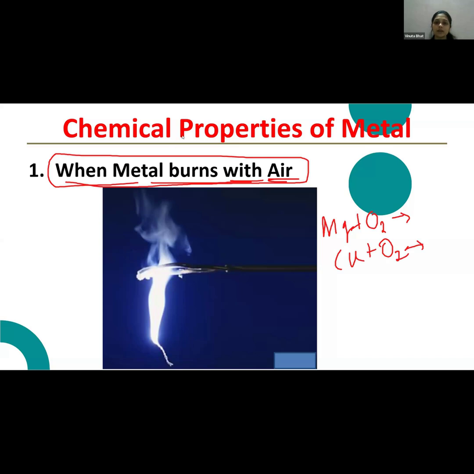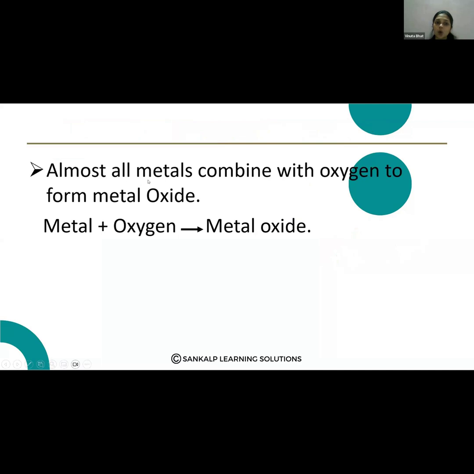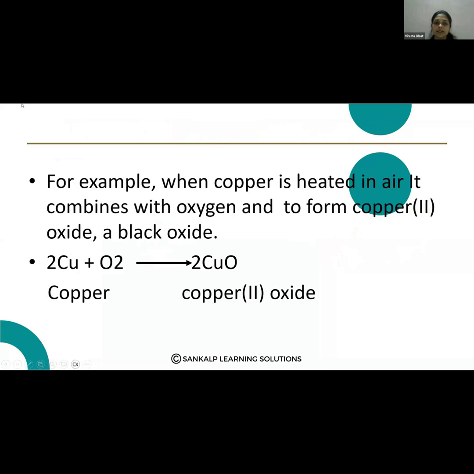Okay, so almost all the metals combine with oxygen to form the metal oxide. When the metals are heated or burned in air, meaning oxygen is present in the air, they form the metal oxide. Let us see the example for this. Here copper is heated in air and combines with the oxygen and forms copper oxide, a black color oxide.